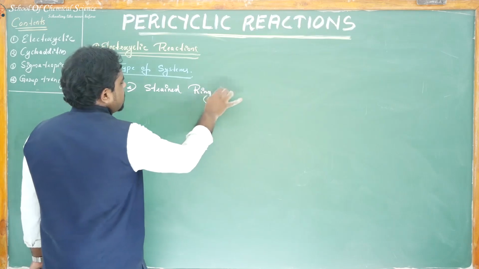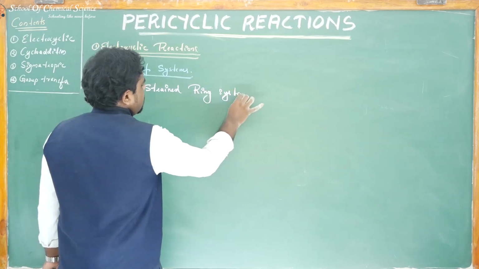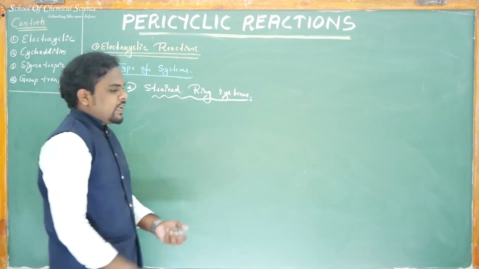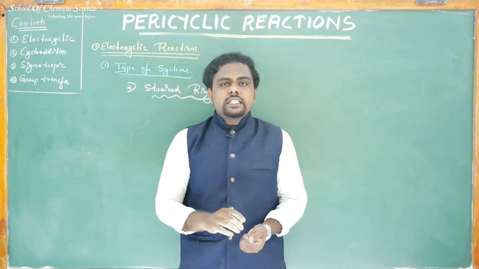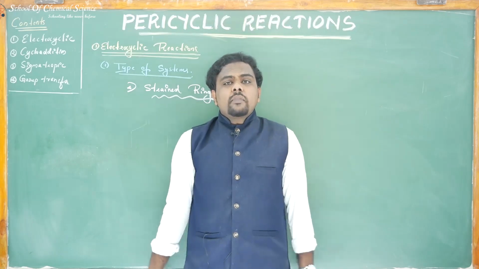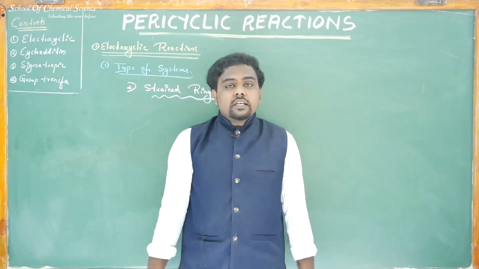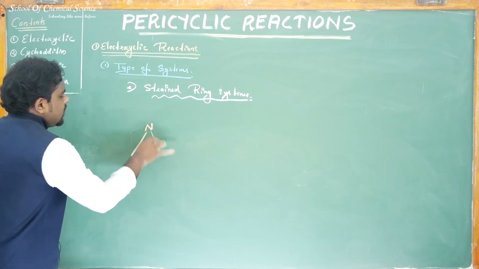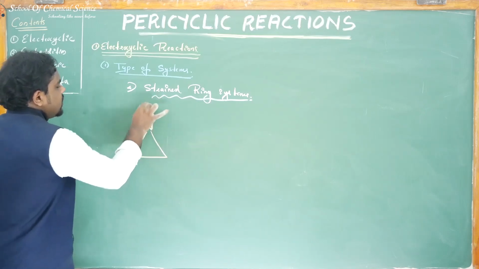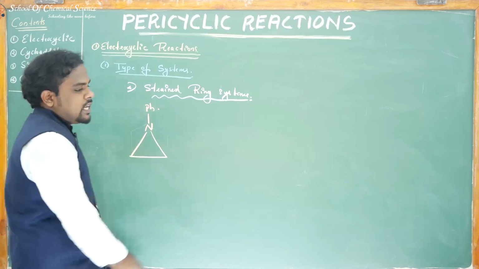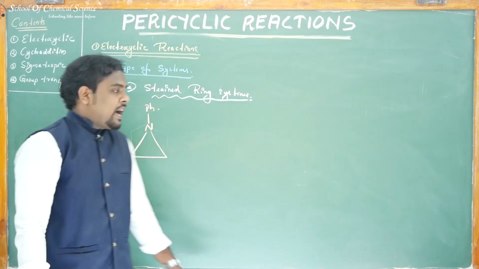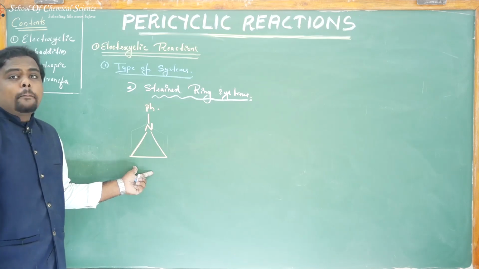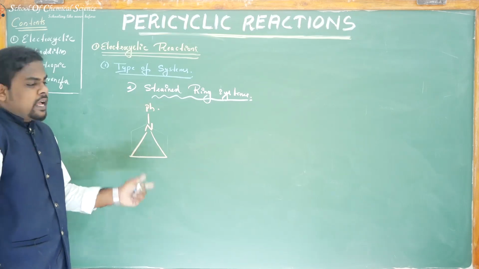Strained ring systems. Strained ring system means 3-membered and 4-membered rings are highly strained. For example, this is a 3-membered ring which is highly strained. This ring will show electrocyclic ring opening reaction.